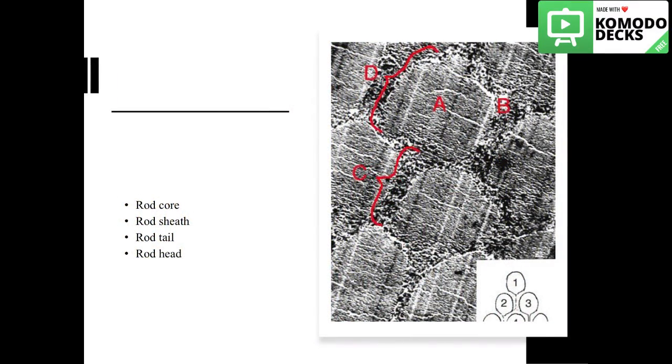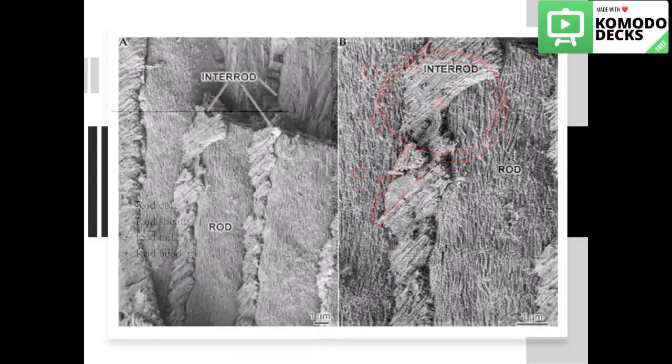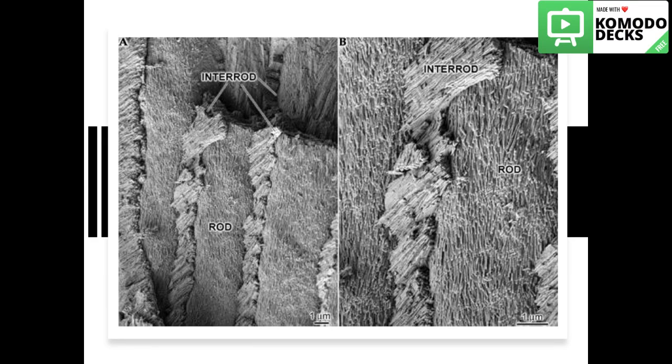In higher magnification under the electron microscope, we can see the rod sheath, which is covering the core, the tail, and the head. Going higher and higher in magnification, we have the interrod material, which, as we said, has a higher organic material percentage.